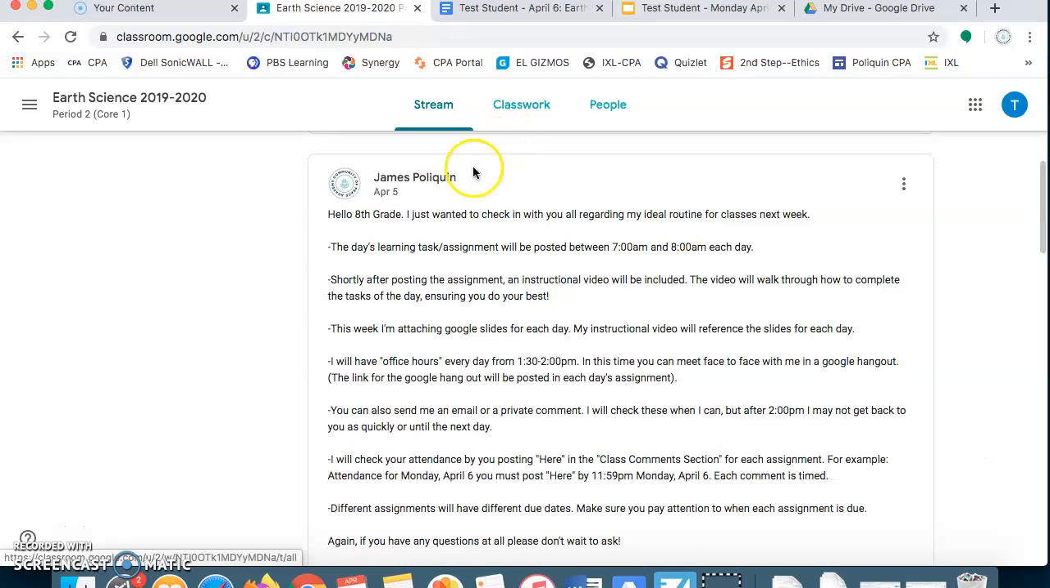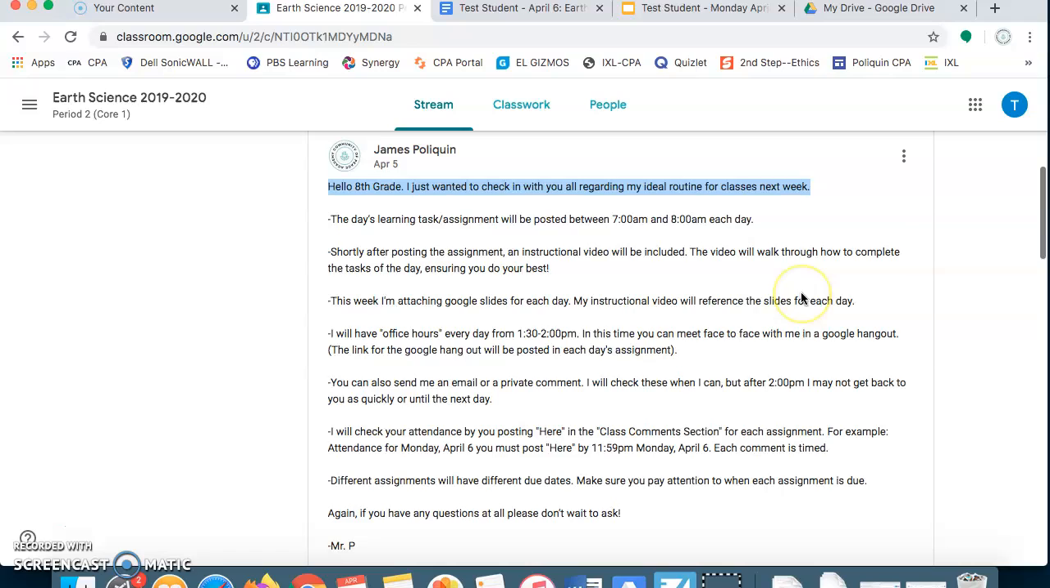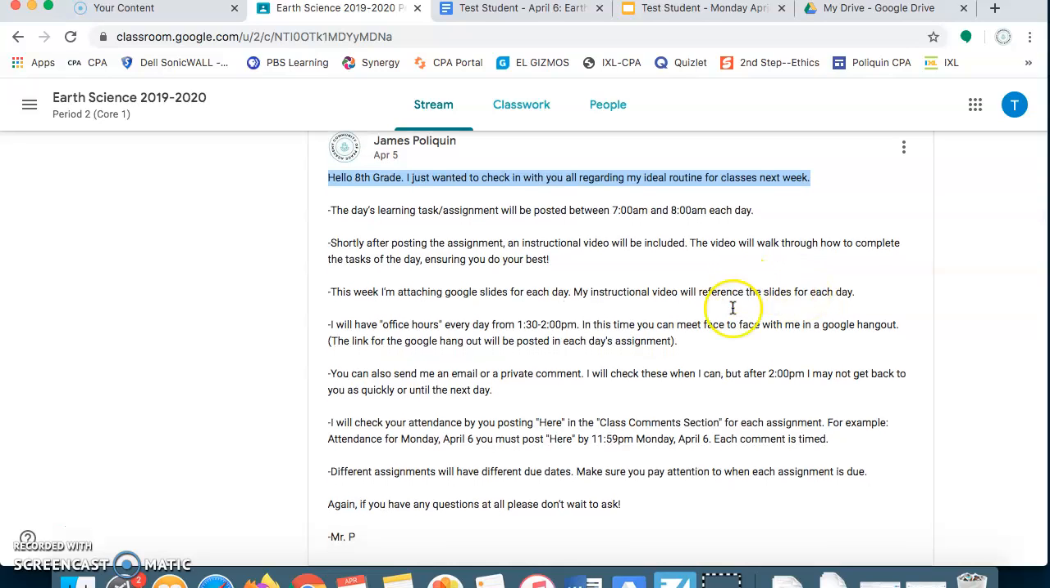Before I do that, I shared with you my ideal routine for next week. Again, you can read this on your own, but I wanted to highlight a few very important parts. One, I will have office hours every day from 1:30 to 2 p.m. in a Google Hangout. The link for the Google Hangout will be posted in each day's assignment. You can still always send me an email or private comment with a question.